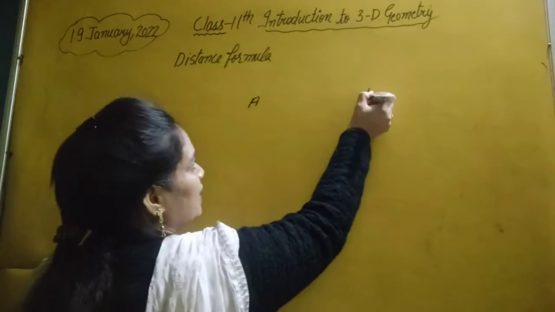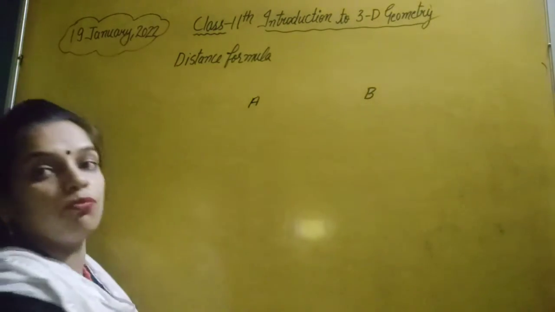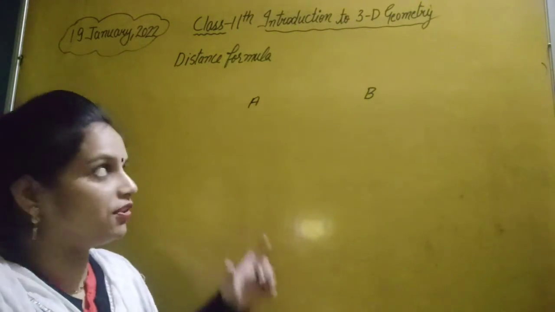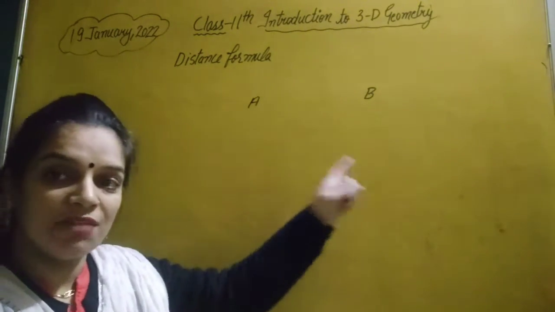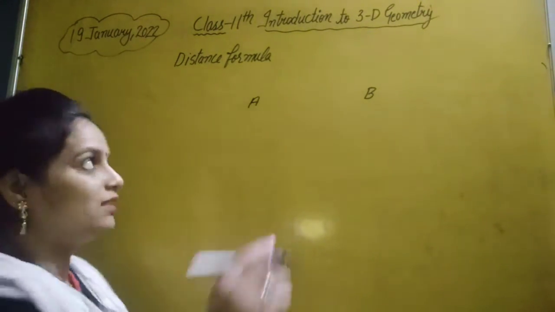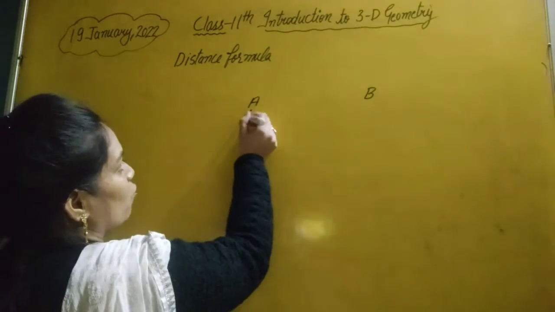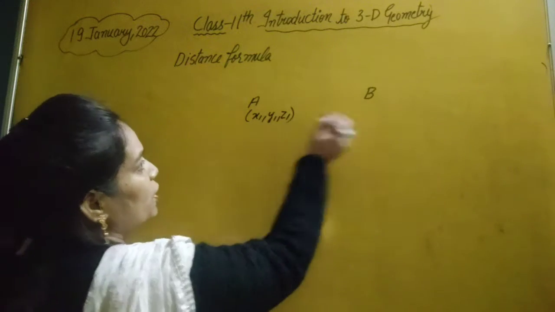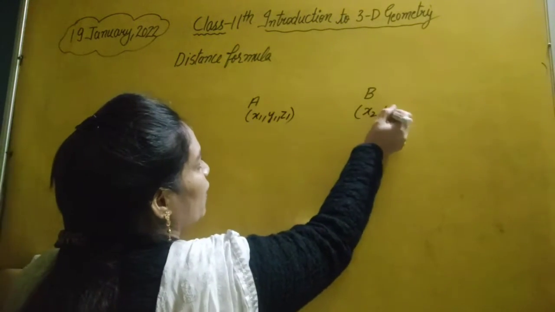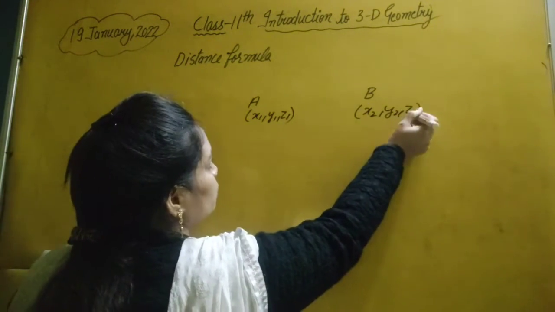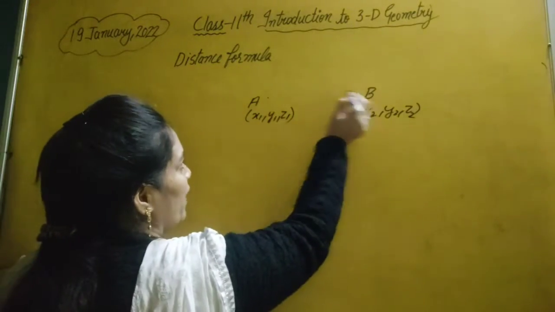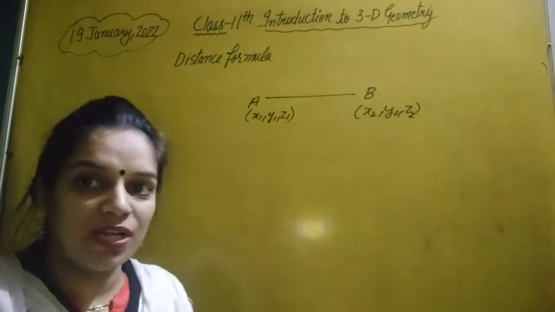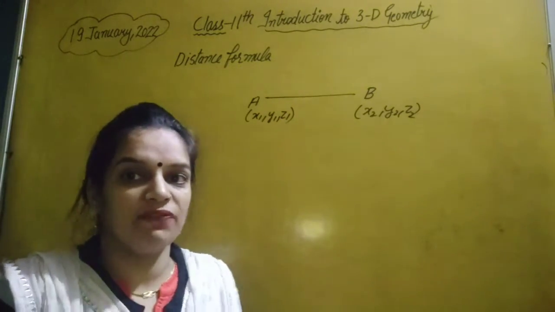First one is A and second one is B. The point A lies in space, means it lies in three dimensions, and the point B also lies in three dimensions. So its coordinates I am taking as x1, y1, z1, and the coordinates of B as x2, y2 and z2. We have to find the distance between these 2 points.